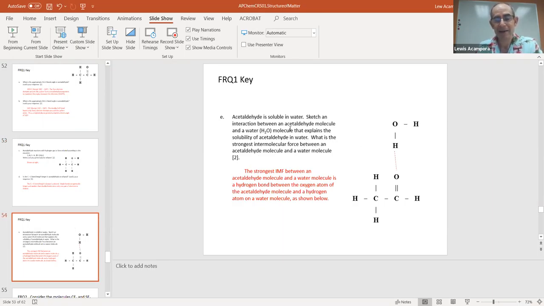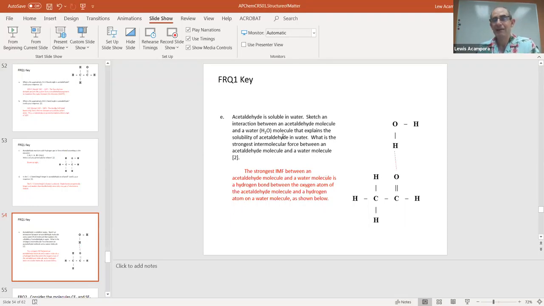And again, you're told acetaldehyde is soluble in water, and then asked to sketch an interaction between an acetaldehyde molecule and a water molecule that explains the high solubility of acetaldehyde in water and identify the strongest intermolecular force, because acetaldehyde has an oxygen atom with a partial negative charge. It will be attracted to the partial positive charge of a hydrogen atom on a water molecule, and I've drawn that in with a dashed line here, and we would call that a hydrogen bond.